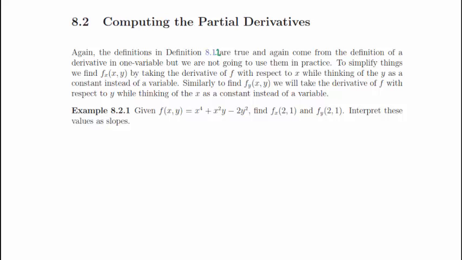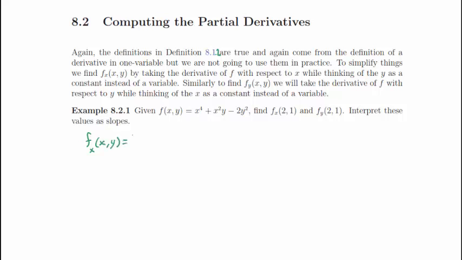Example 8.2.1, given f of x comma y equals x to the fourth plus x squared times y minus 2y squared, find the partial derivative of f with respect to x at 2 comma 1 and the partial derivative of f with respect to y at 2 comma 1. Interpret these values as slopes. Okay, so let's do this. If I want the partial derivative with respect to x, I take this and I just say, okay, x is a variable, y is a constant, so x to the fourth.